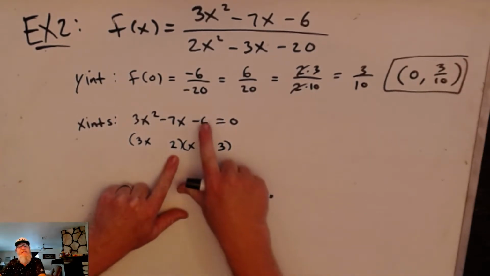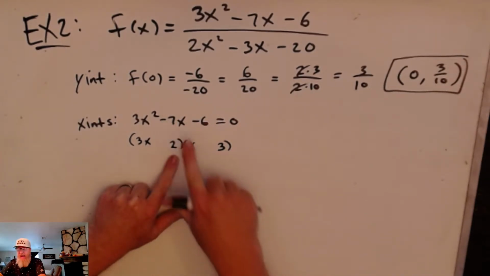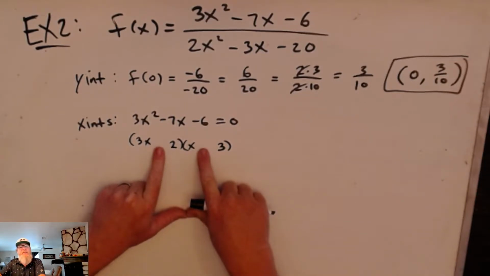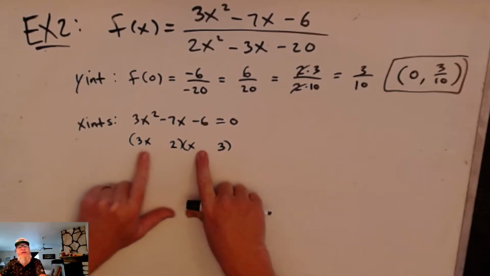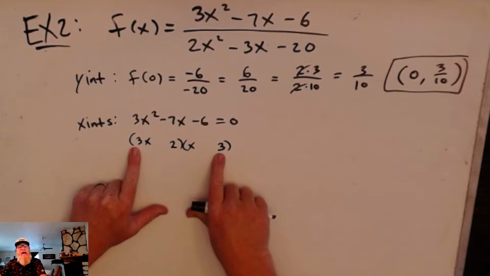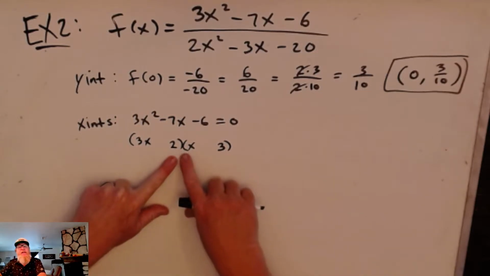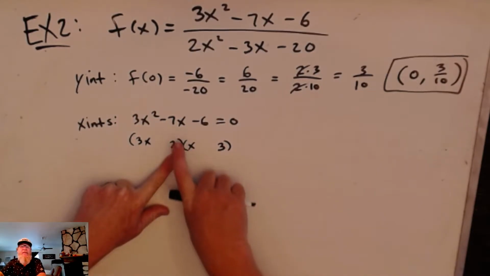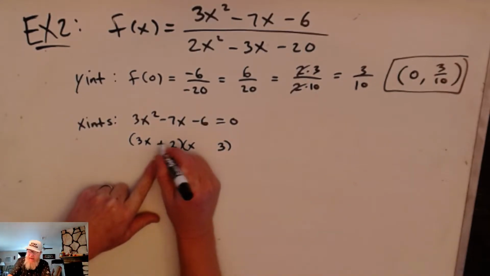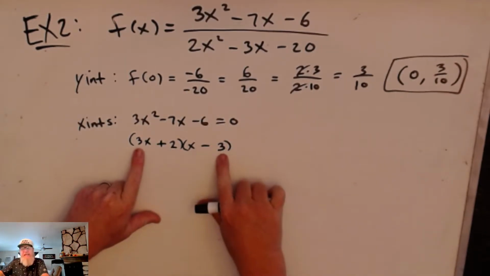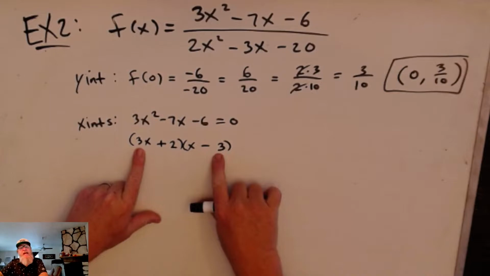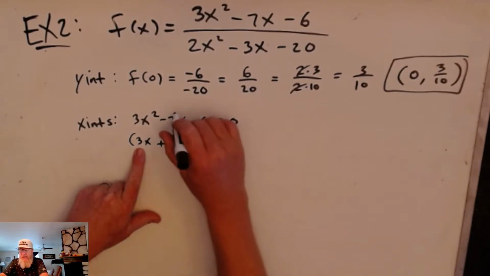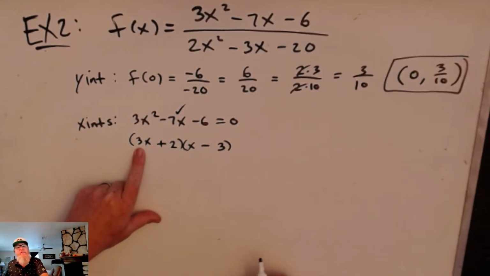3 times 2 makes 6. And now I'm hoping I can get a 7 out of the middle. Notice I don't put the signs quite yet. I can always adjust those later. So 3 times 3 is 9, and then 2 times 1 is 2. So I can make a 7 out of that if I do a positive 2 and a -9. So 3 times -3 would be -9. Check. That's going to make -7.